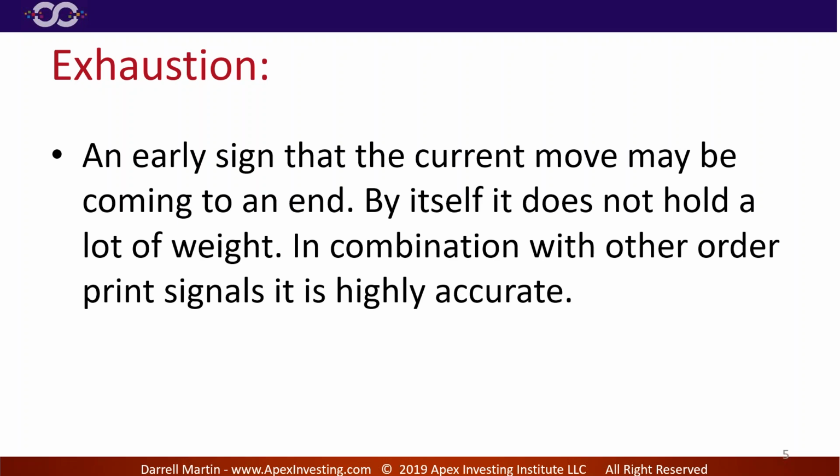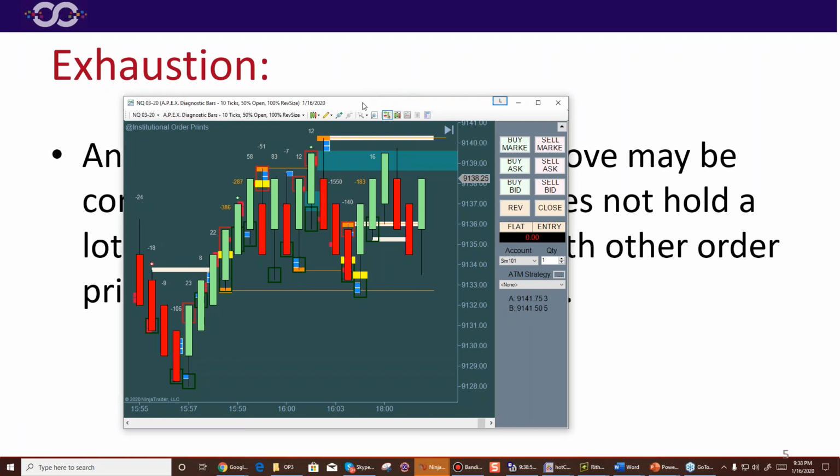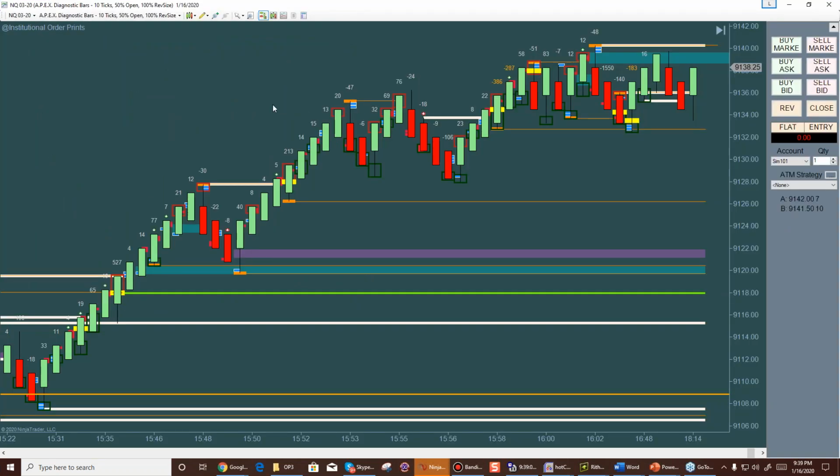All right, so exhaustion. That's our red boxes and green boxes. Exhaustion is an early sign that the current move may be coming to an end. By itself, it doesn't hold a lot of weight. One on the other end of the bar doesn't hold a lot of weight. But when you put the other order print signals together, it's extremely accurate. So we go in, and some of y'all, is it hard for you to see the exhaustion boxes? Would you like to make them a little easier to see?